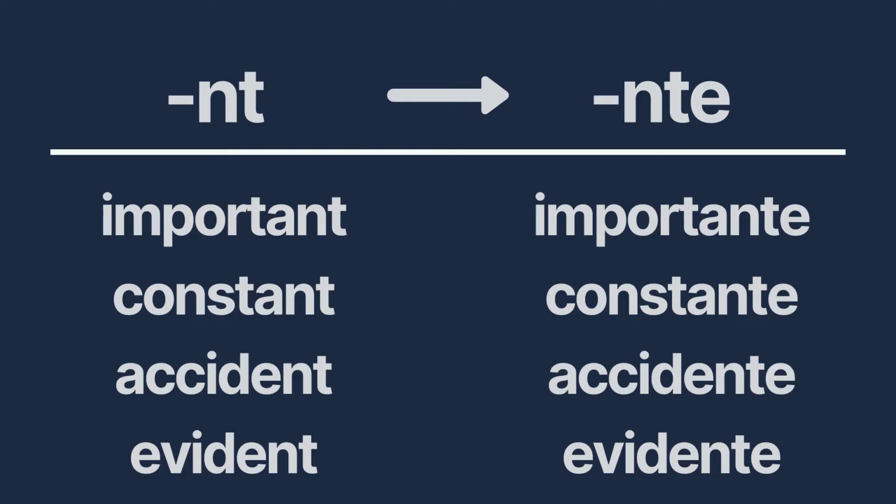Group 13. Words that end NT in English and NTE in Spanish. And this could be ANTE or ENTE. Here's 4 examples. Important, importante. Constant, constante. Accident, accidente. Evident, evidente.